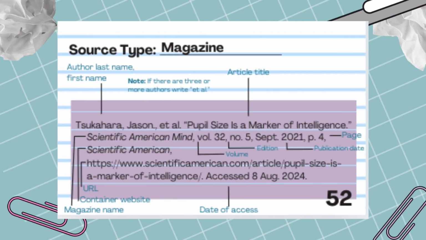Then a magazine. The formatting for this is last name, first name, title of article, title of magazine, volume, number, year, and pages. In my example, I have Sukhara, Jason, et al., which means there's more authors. The title of the article is People's Size is a Marker of Intelligence. Scientific American Mind is the magazine name. Volume 32, Number 5. September 2021 was the publication date. It was on page 4 of Scientific American, which is the container website. And then I have the URL and the date of access.